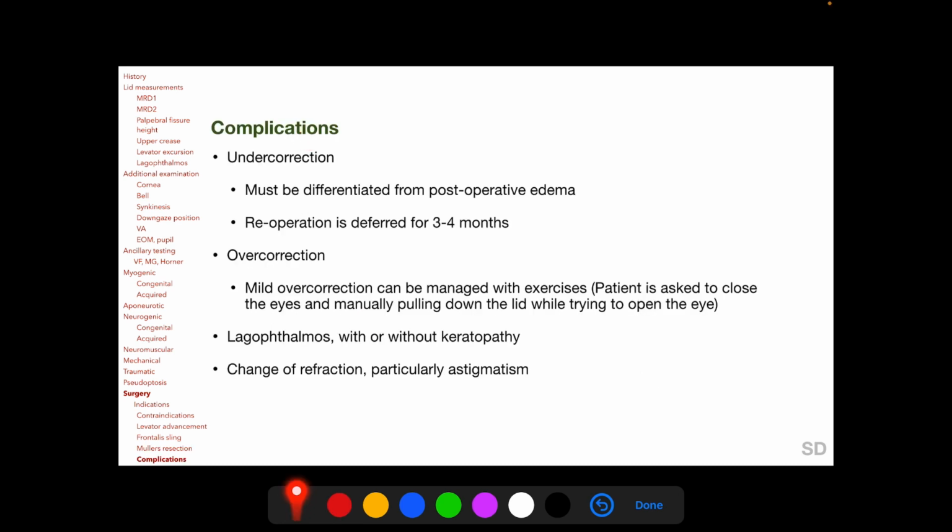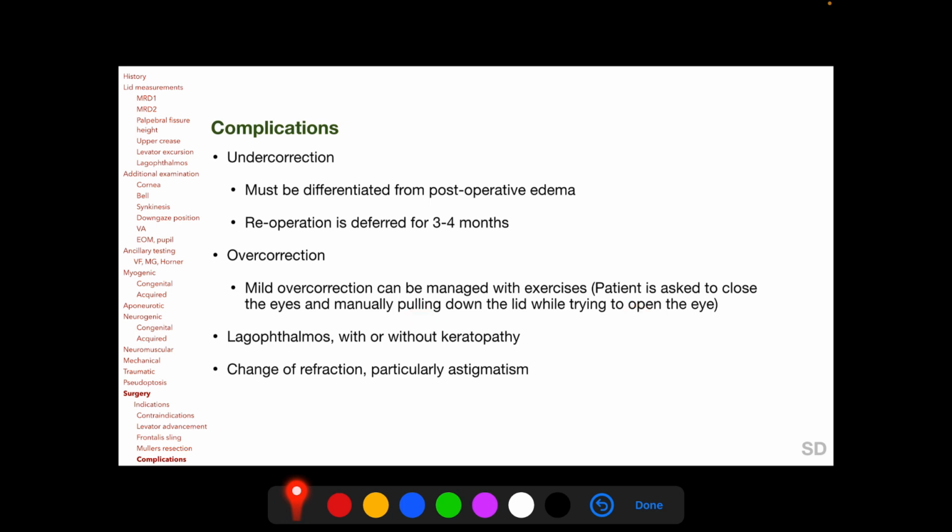Complications of ptosis correction surgery include undercorrection, which must be differentiated from postoperative edema, and reoperation for undercorrection is deferred for at least 3 to 4 months. Mild overcorrection can be managed with exercises in which the patient is asked to close the eyes and then manually pull down the eyelid while trying to open the eye.